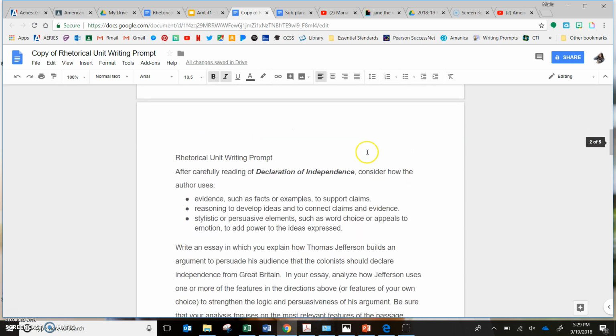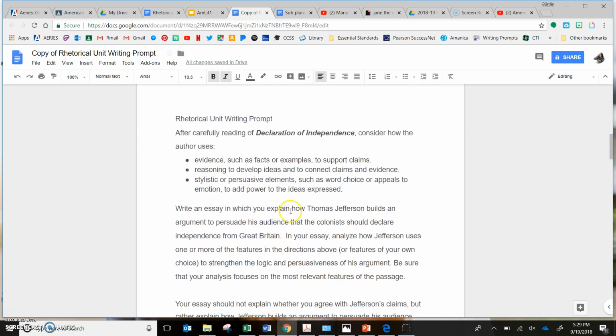And then the next thing that you can write on is the Declaration of Independence. And all of my periods, except for period four, so period four, you might not want to do this one, but you guys all went through and you read it. And we went through and we found these things, right? You should have annotations and you should have quotes that are either underlined or highlighted that give you your evidence, your reasoning, and your persuasive elements in your style.